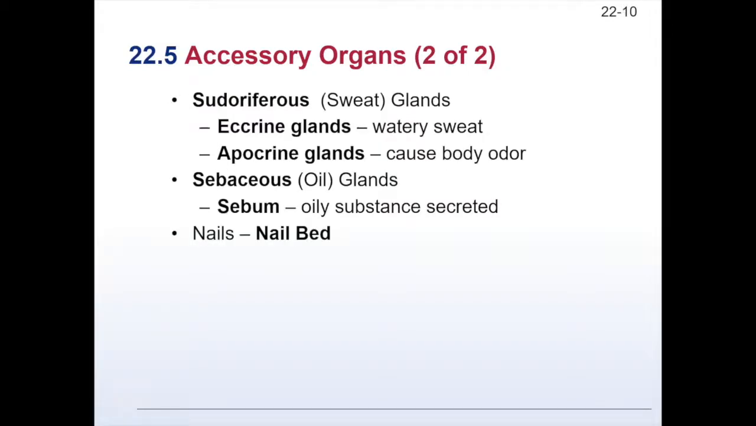Sudoriferous. The eccrine sudoriferous glands produce the sweat a person experiences when they have been exercising or become too warm. The apocrine glands produce a thicker type of sweat and cause body odor secondary to bacteria. Sebaceous. Sebaceous glands produce sebum or oil to keep hair and skin soft, as well as to prevent bacteria from growing on the skin. Nails.